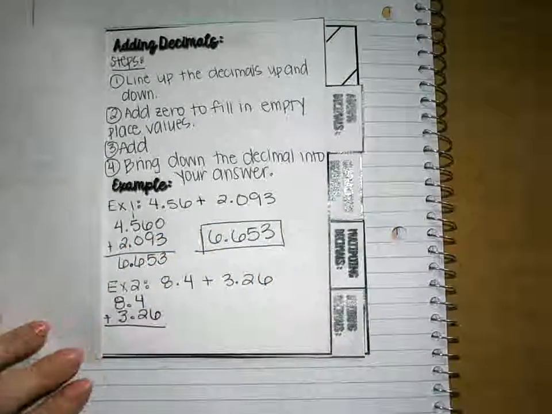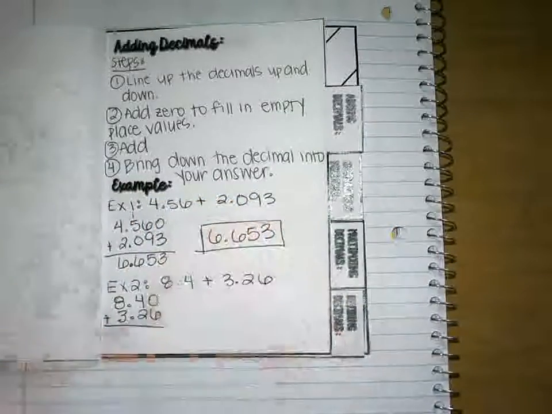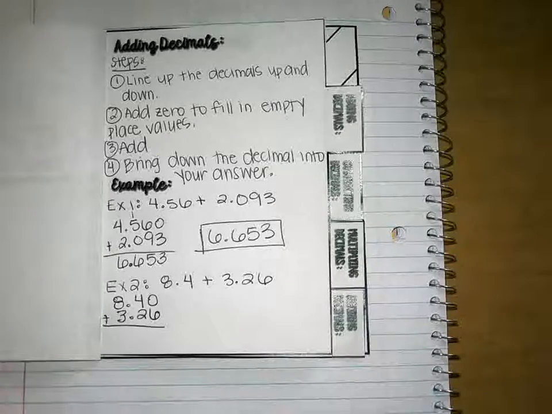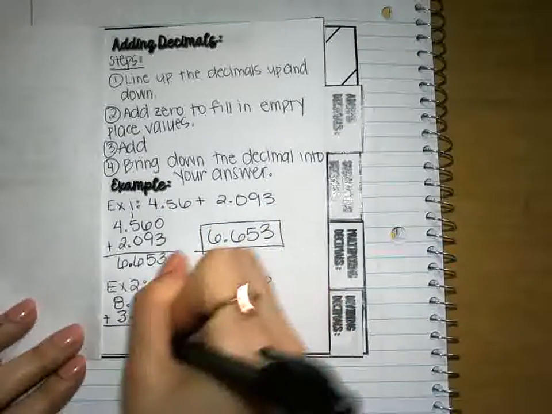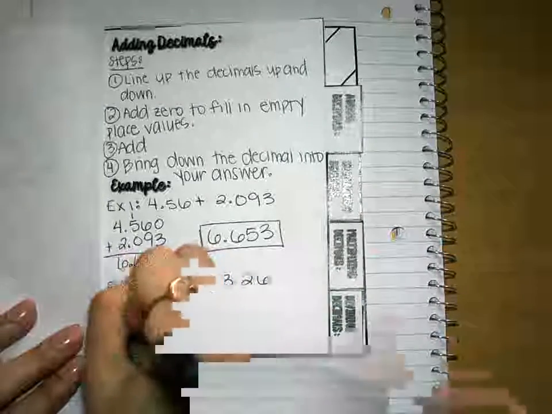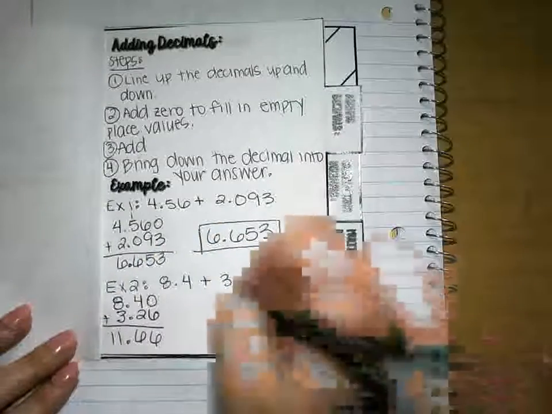What is step 2? Add 0. So it's 8.40 instead of 8.4. That way we have the same number of numbers. Keep it consistent. Now what do I do? What's step 3? 0 plus 6 is? 4 plus 2 is? 8 plus 3 is? Step 4 is what? So my answer is what?